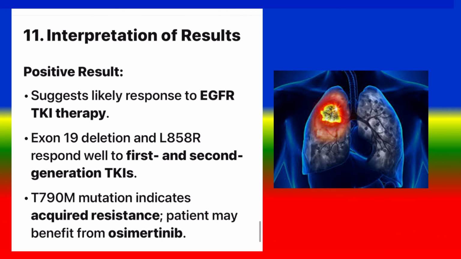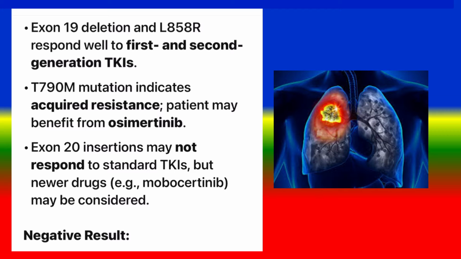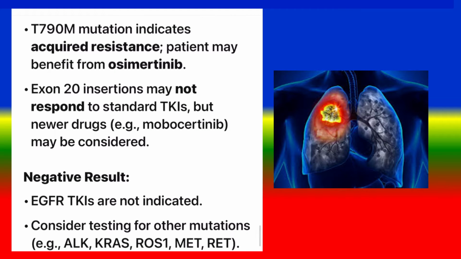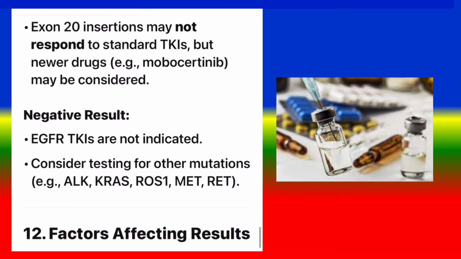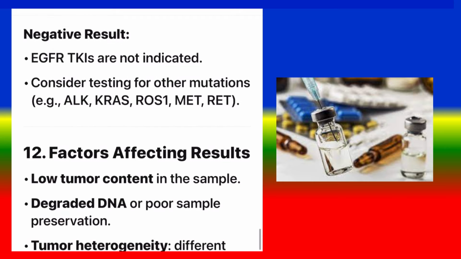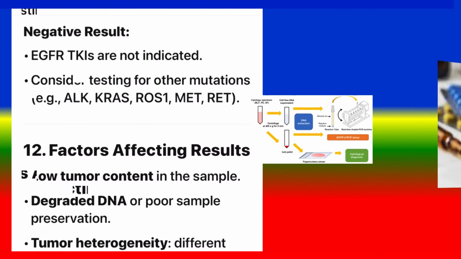11. Interpretation of results. Positive result suggests likely response to EGFR TKI therapy. Exon 19 deletion and L858R respond well to first and second generation TKIs. T790M mutation indicates acquired resistance. Patient may benefit from osimertinib. Exon 20 insertions may not respond to standard TKIs, but newer drugs, mobocertinib, may be considered. Negative result, EGFR TKI not indicated. Consider testing for other mutations, e.g. ALK, KRAS, ROS1, MET, RET.